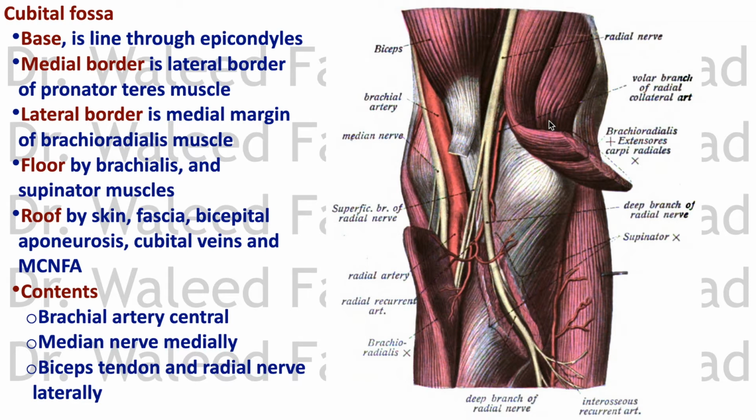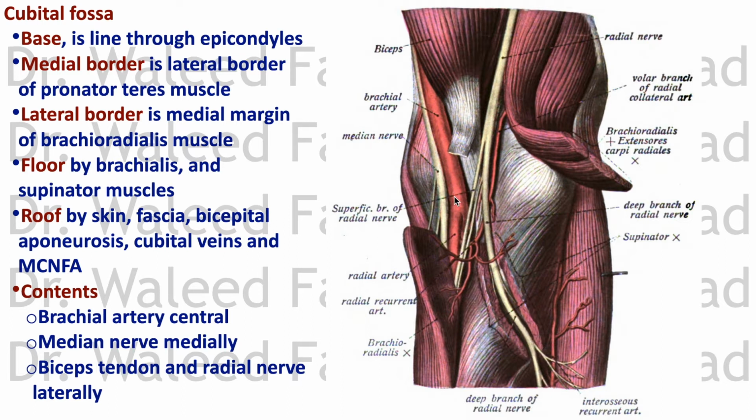Okay, the roof is formed by skin and fascia, the bicipital aponeurosis we learned earlier, and the cubital veins and the medial cutaneous nerve of the forearm. We talked about these structures in the last lecture. The contents of the cubital fossa: the brachial artery, put it in a central region.